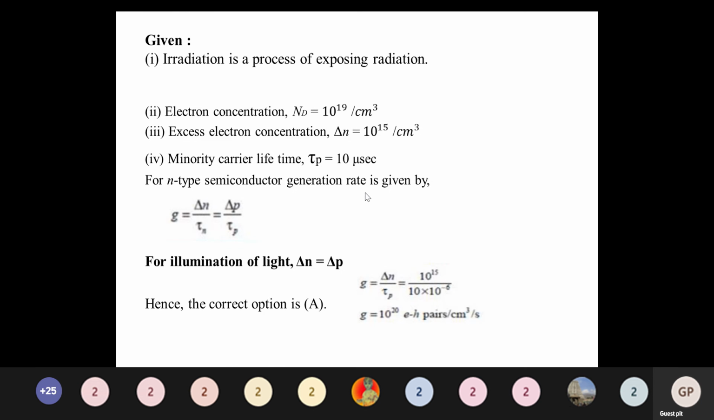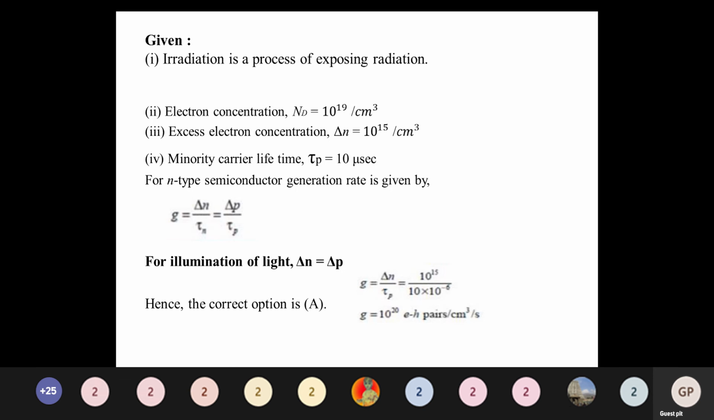Here they are asking for the generation rate. The generation rate equals del n divided by tau n, equals del p divided by tau p. Here this is irradiation, right? So we are considering an illumination condition. Del n equals del p, both are equal, and only then do we get the irradiation. So g equals del n divided by tau p, and we can also consider tau n.